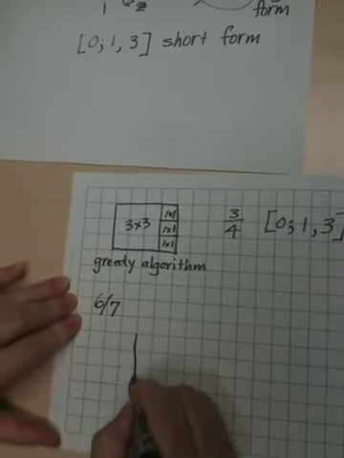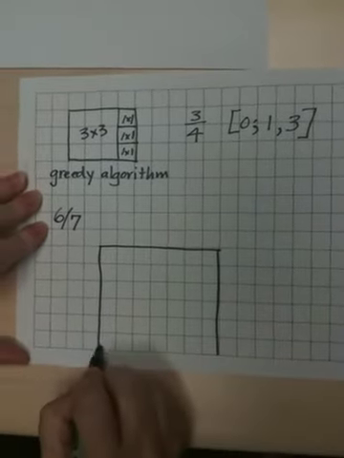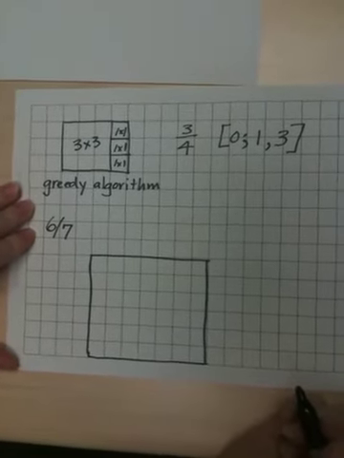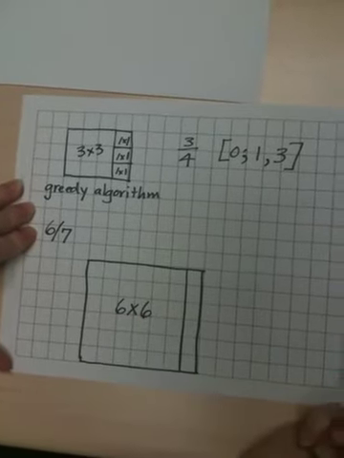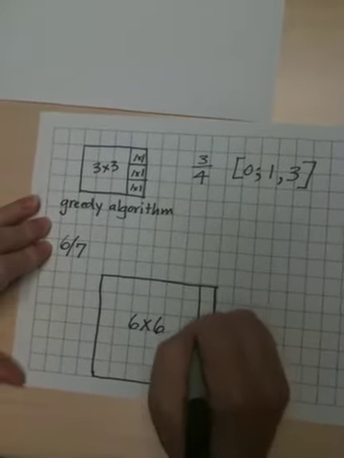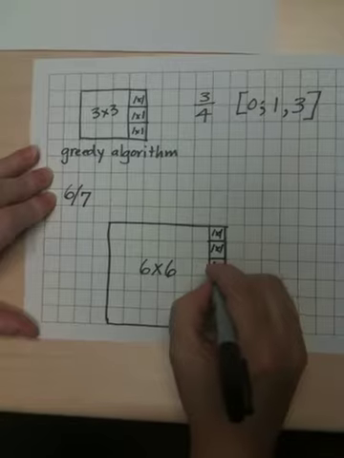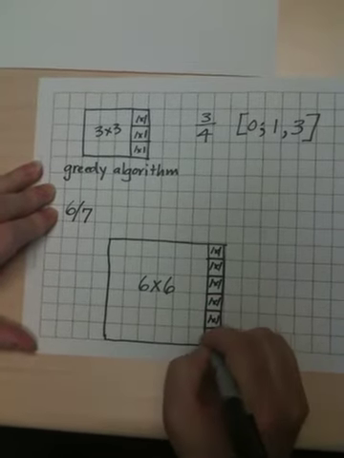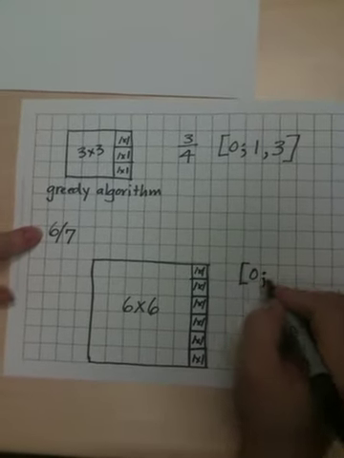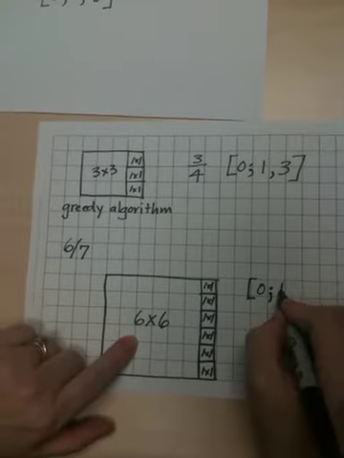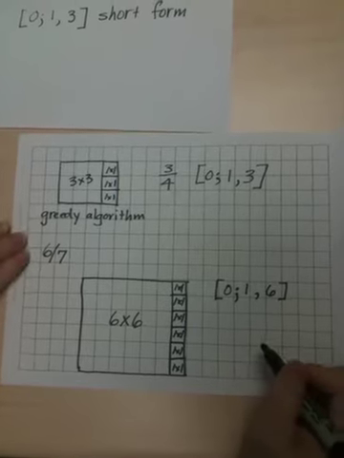So I would draw a rectangle that's 6 by 7. I would then take out the biggest bite I can, a square. That's going to be a 6 by 6 square. Then I can take 1, 2, 3, 4, 5, 6 of the 1 by 1 squares. So looking back at my proper fraction, I know the 0 is going to be the leading integer. And then I record 1 6 by 6 square and 6 1 by 1 squares. This is the short form for 6/7.